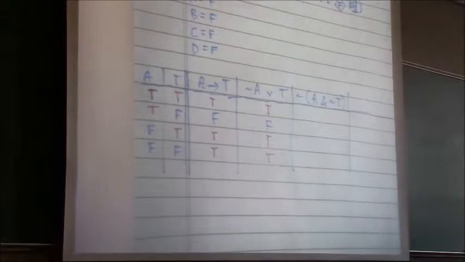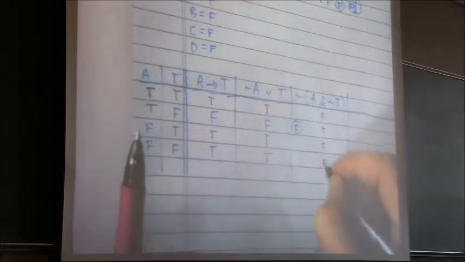What line is that going to happen on? Second line, because A is true and not T, and T is false, so not T is true. So that's going to be true and true, which is true, which means the negation of it is going to be false. The rest of the time this is going to be false, which means the negation of it is going to be true.